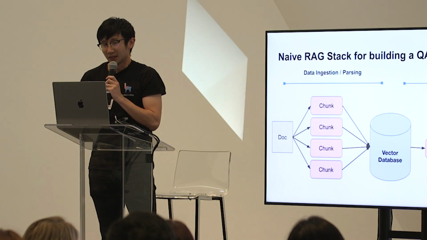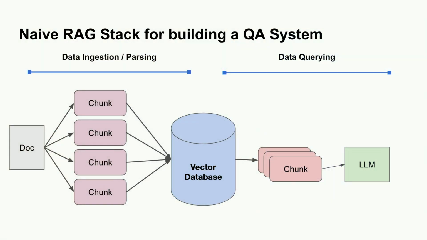so that you can synthesize a response using the language model. This I call the naive RAG stack for building a QA system, because this is probably the most basic thing you can do. If you do this with LlamaIndex or LangChain, you can basically do this in 10 lines of code, right? It's pretty basic.